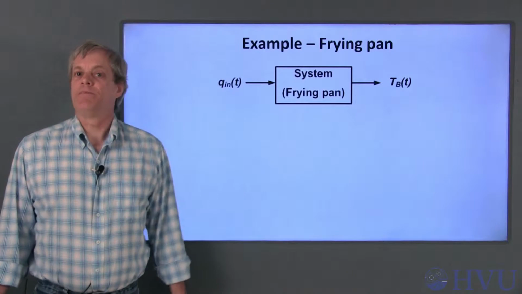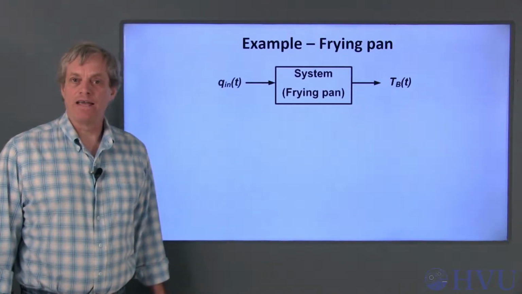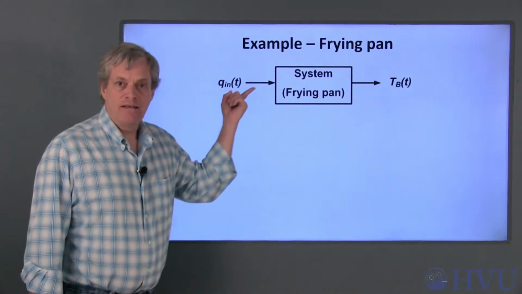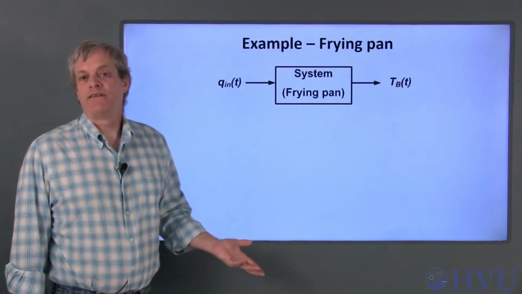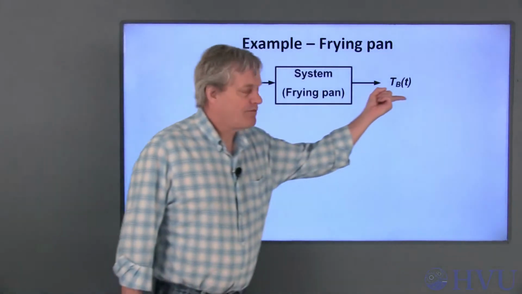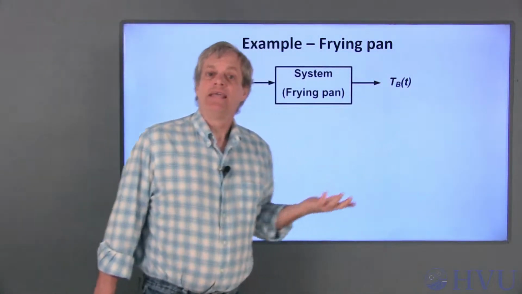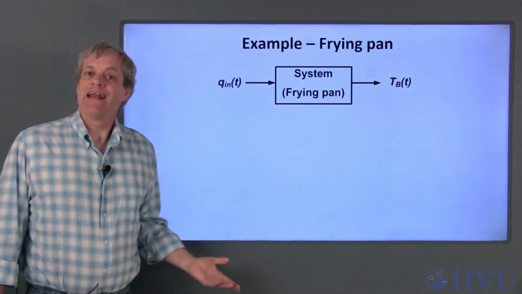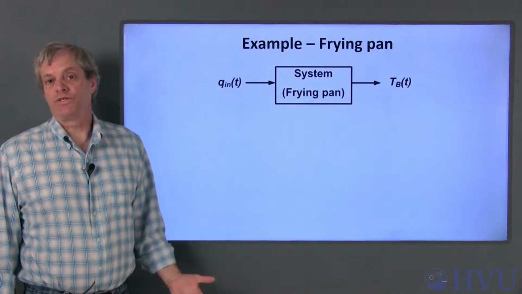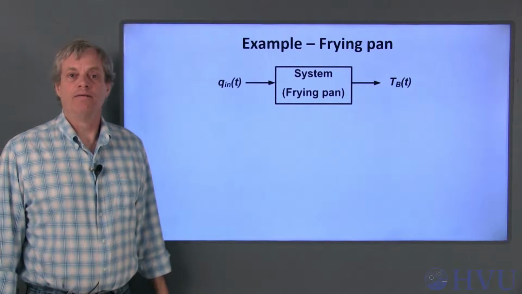A similar example is the process of heating a frying pan. Heat is the input to the pan, provided by a stove burner. The temperature of the pan will be our output. Heat energy is stored in the frying pan as temperature. The higher the temperature, the more heat is stored in the pan.